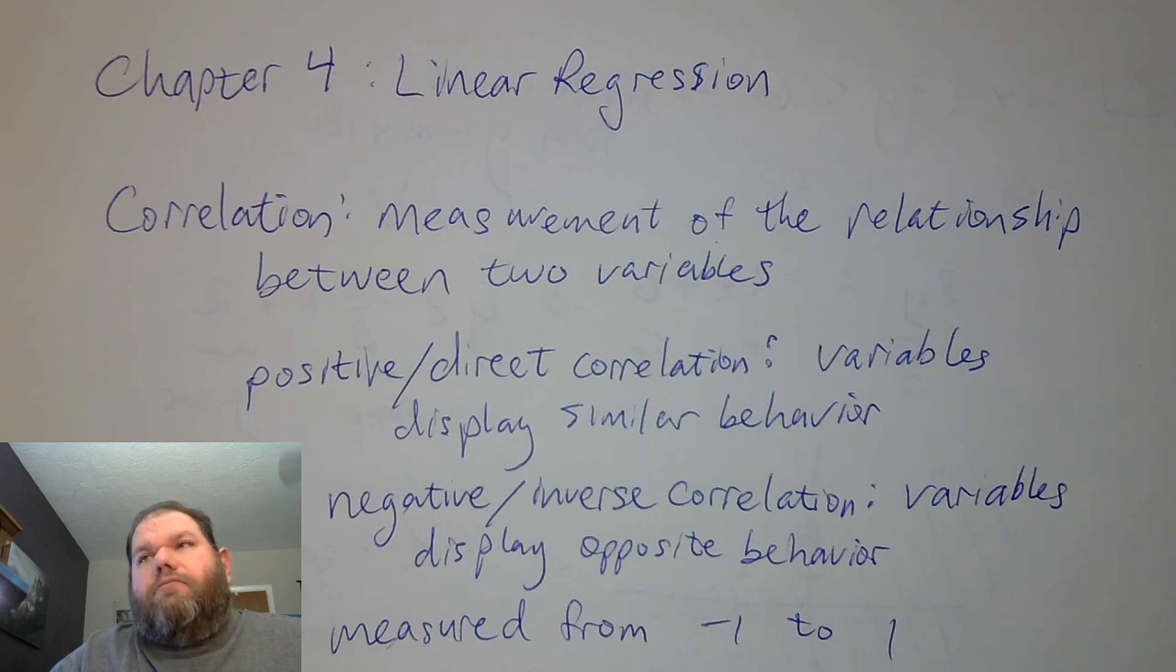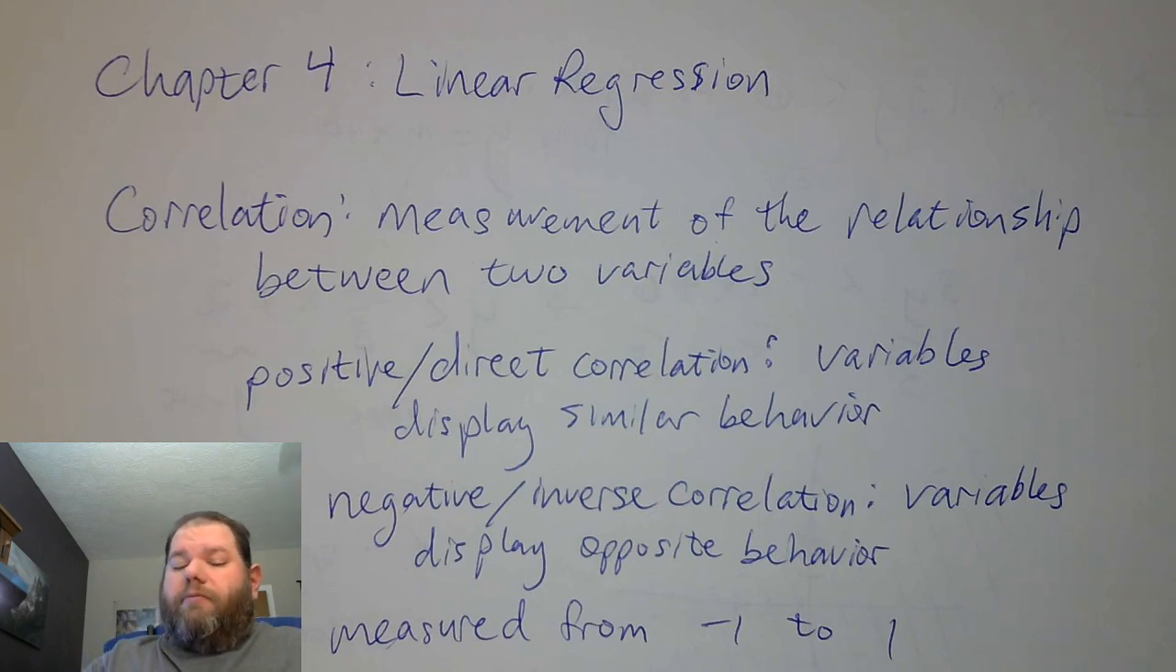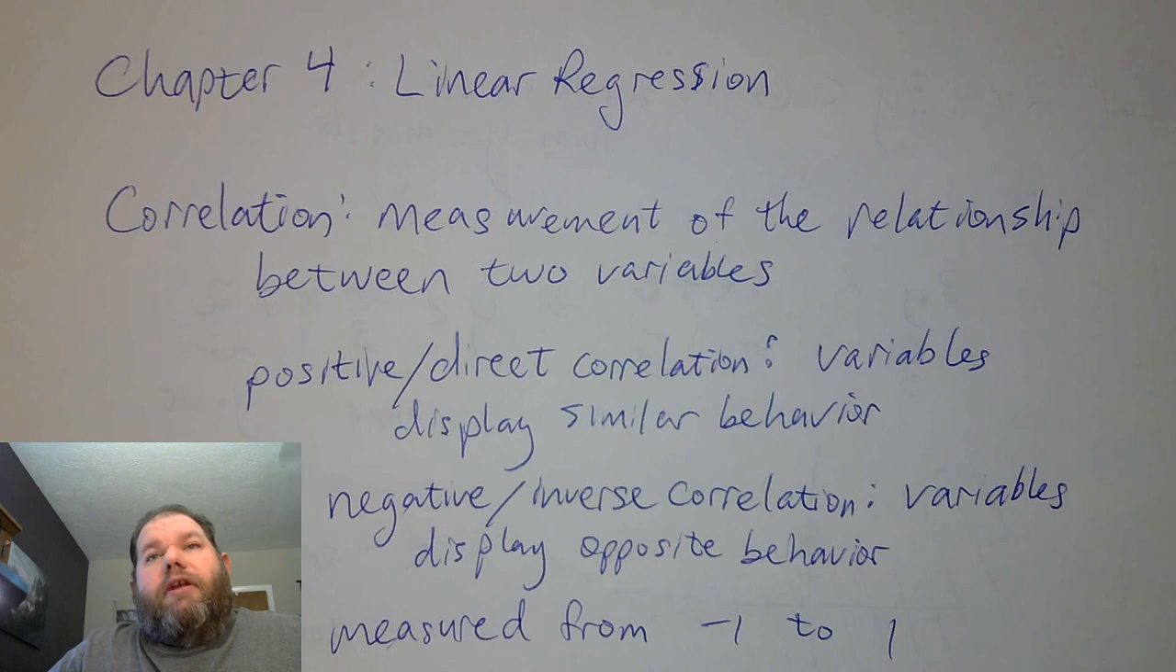So if they're a direct correlation, that means if one increases, the other increases, and if one decreases, the other decreases. That's what direct correlation means. They're basically doing the same thing. It may not be necessarily at the same rate or same amount of change, but they are both changing in a similar way.